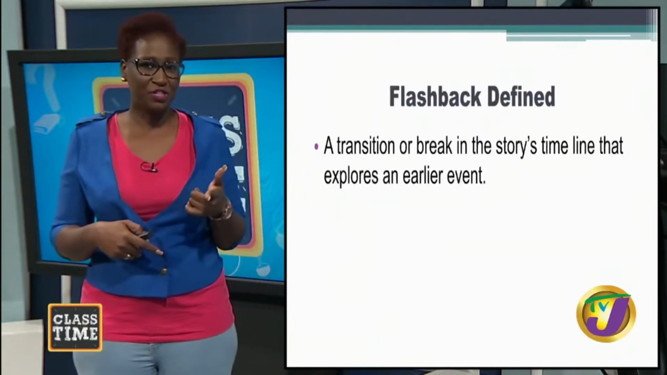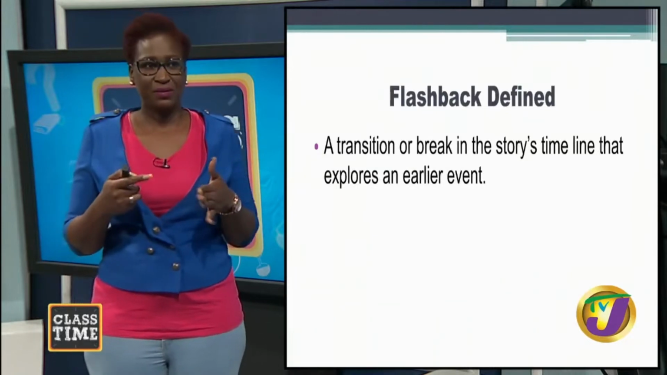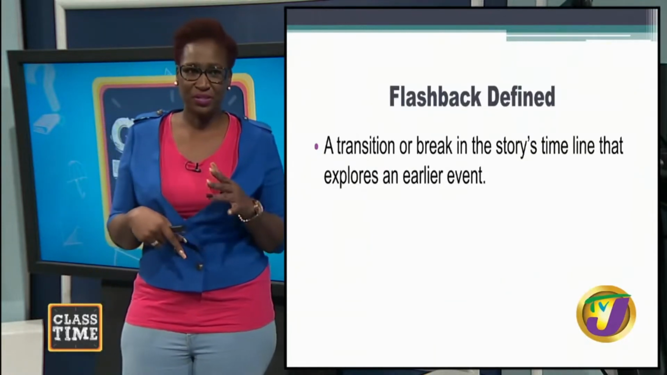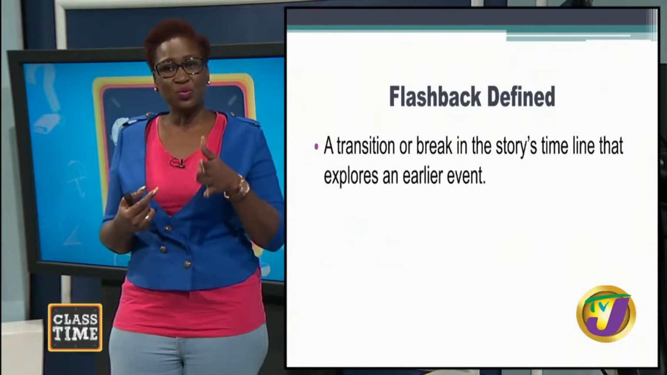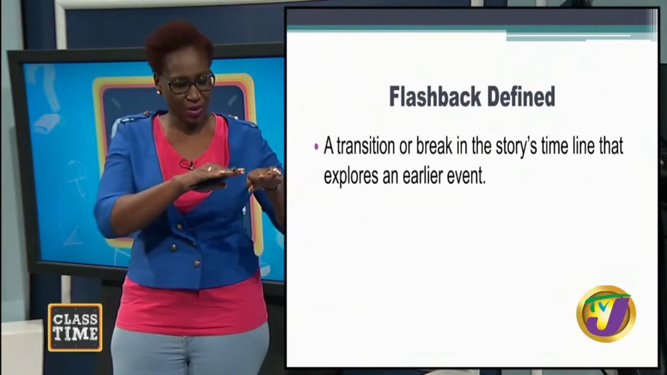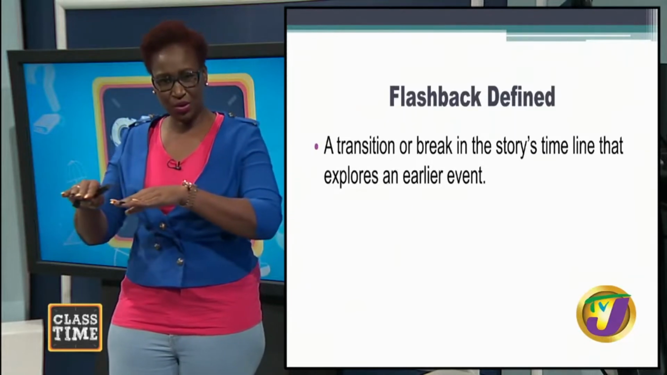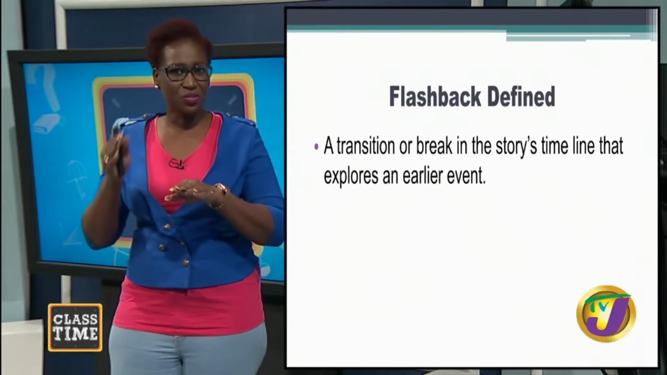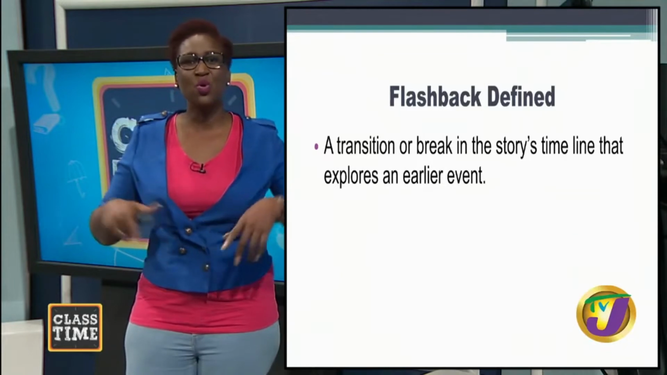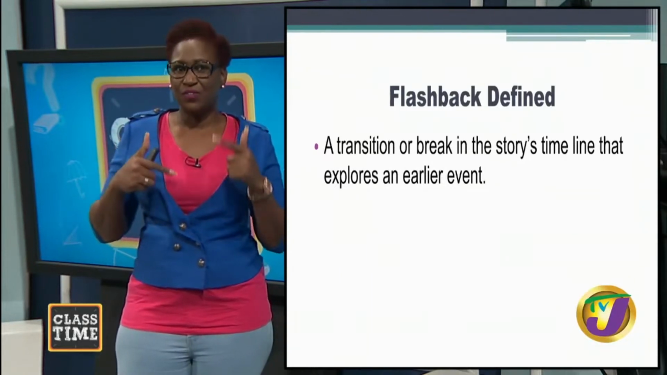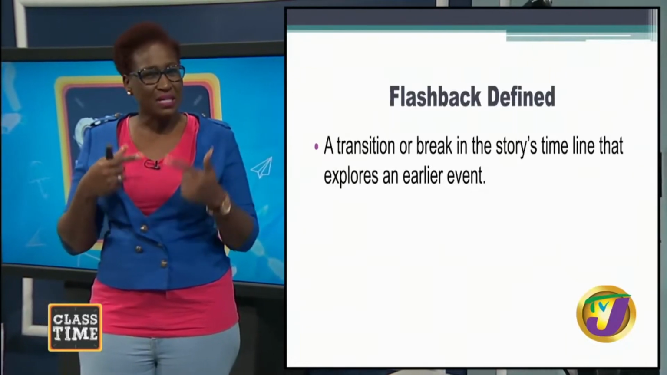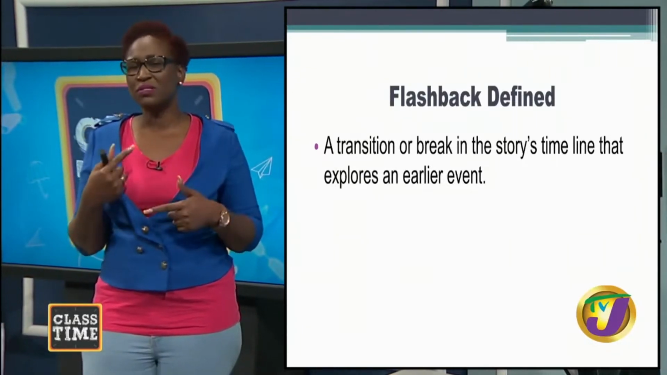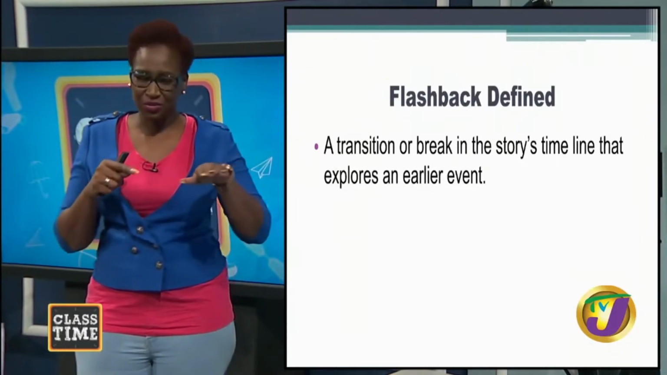So we're going to start with flashback. Flashback: a transition or a break in the story's line that explores an earlier event. So naturally, the story is going like this, chronological order. But at different points in the story, your author may choose to go back in time, give you another scene, and explain something.